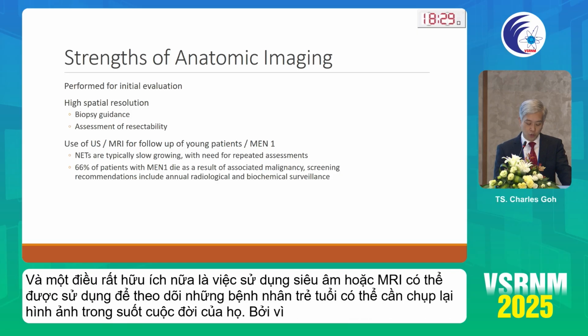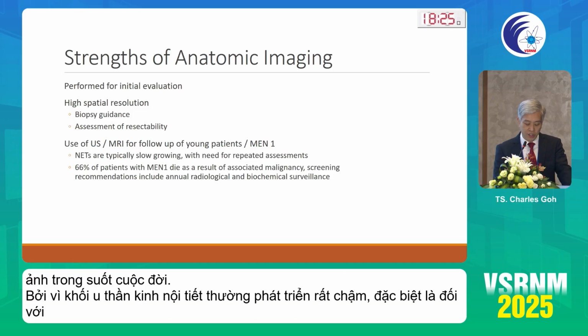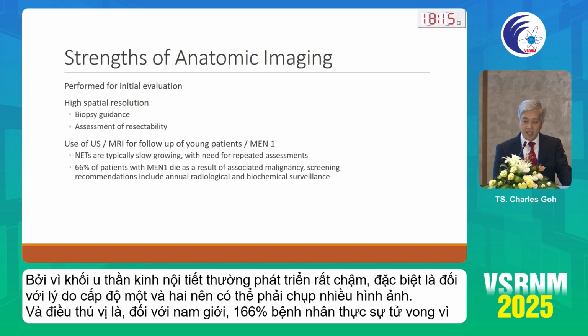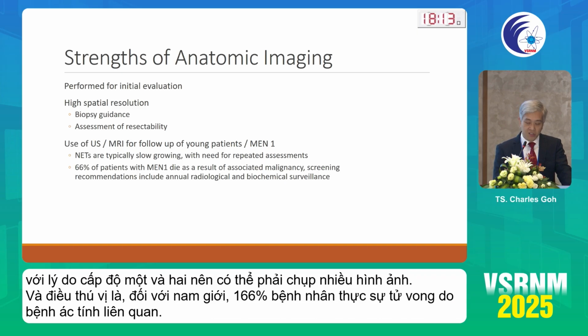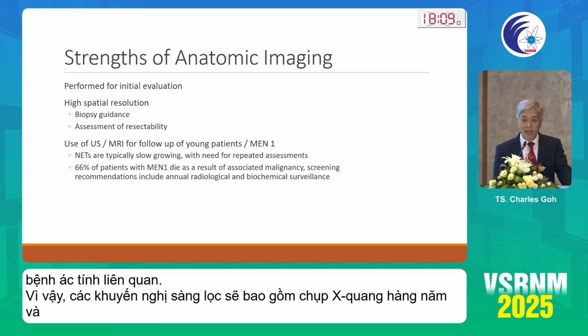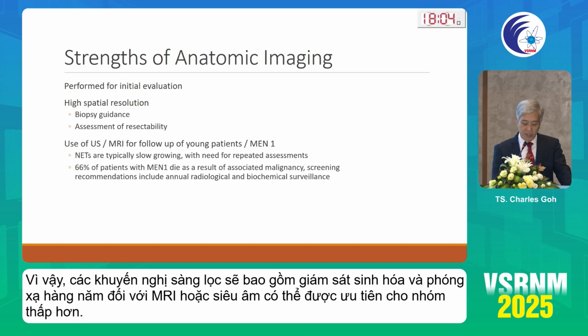Because neuroendocrine tumors are typically very slow growing, especially the grade 1 and 2 lesions, multiple imagings may need to be done. And interestingly enough, for MEN1, 66% of patients actually die because of associated malignancies. So screening recommendations will include annual radiological and biochemical surveillance, for which MRI or ultrasound may be preferred for the lower radiation risk to these young patients.